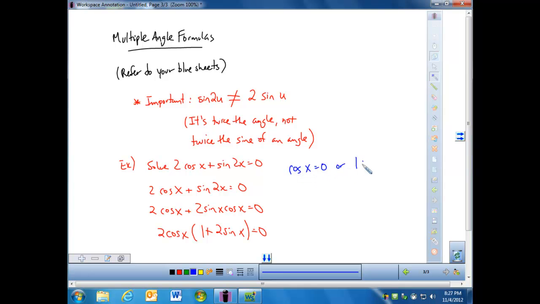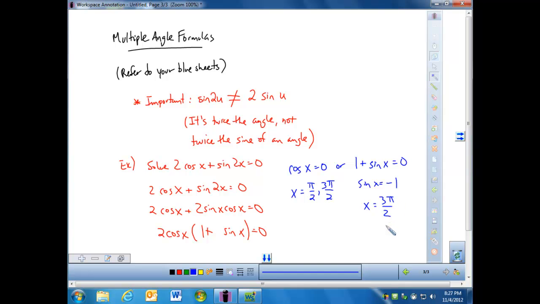So I have two solutions here. Remember, I have a product, so I can set each of those two things equal to 0. Cosine of x equals 0, or 1 plus sine x equals 0. Do my work on that, I get a variety of solutions. For the first one, x is pi over 2 or 3 pi over 2. And then for the second one, my only solution is going to be x equals 3 pi over 2.